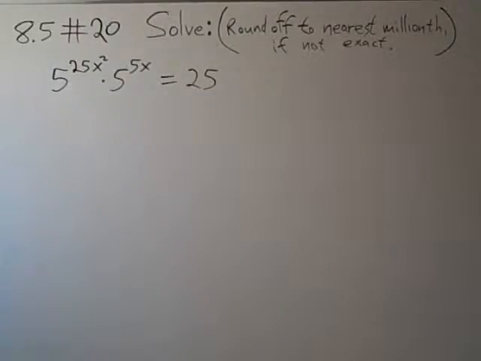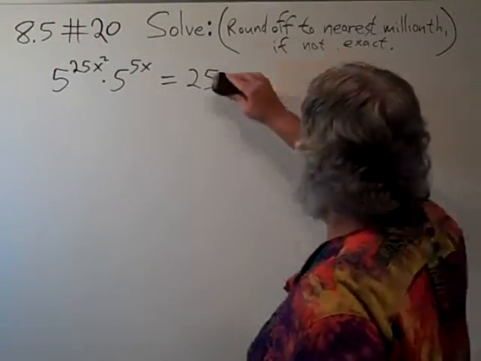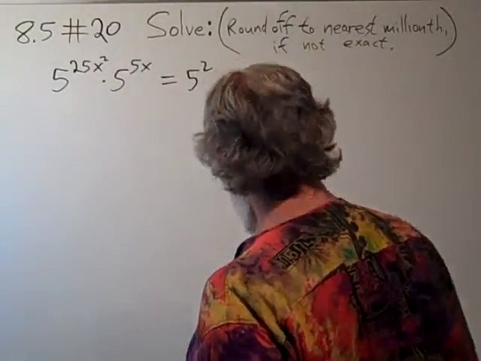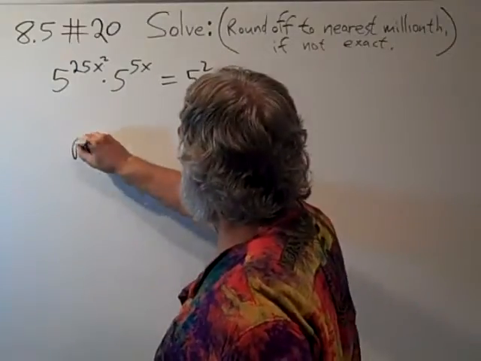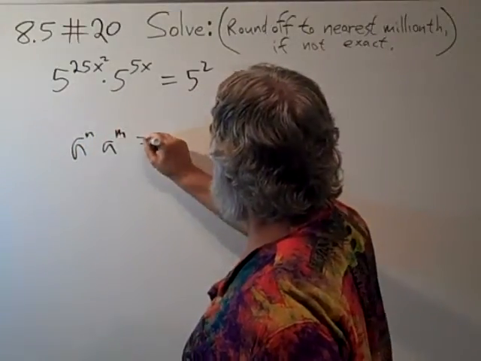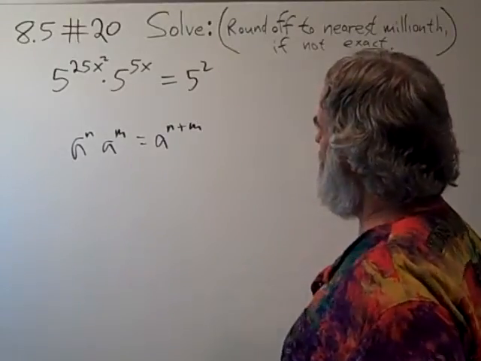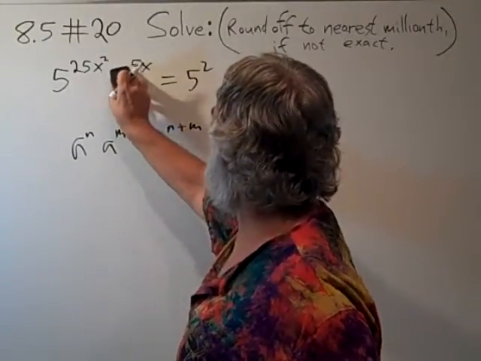Okay, first of all, notice that the right side is 5 squared. And also notice that a to the n times a to the m is a to the n plus m. So we can add the two exponents of the 5 here.